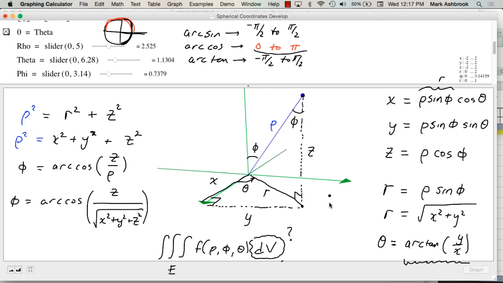I think I'm going to start again. I'm going to erase this and start again. No, I'm going to go for it. I'll do it. So now I've saved red, so I'll do everything in red from here. All right, so we're going to figure out what dV is.